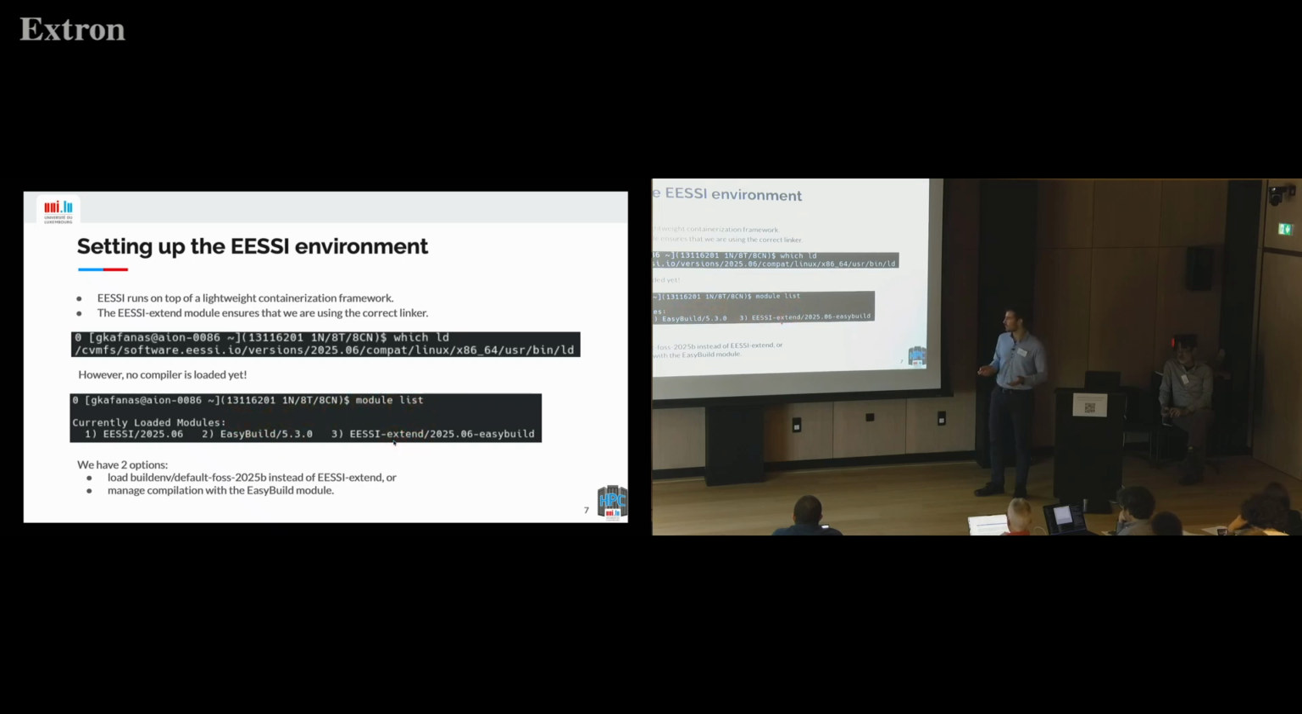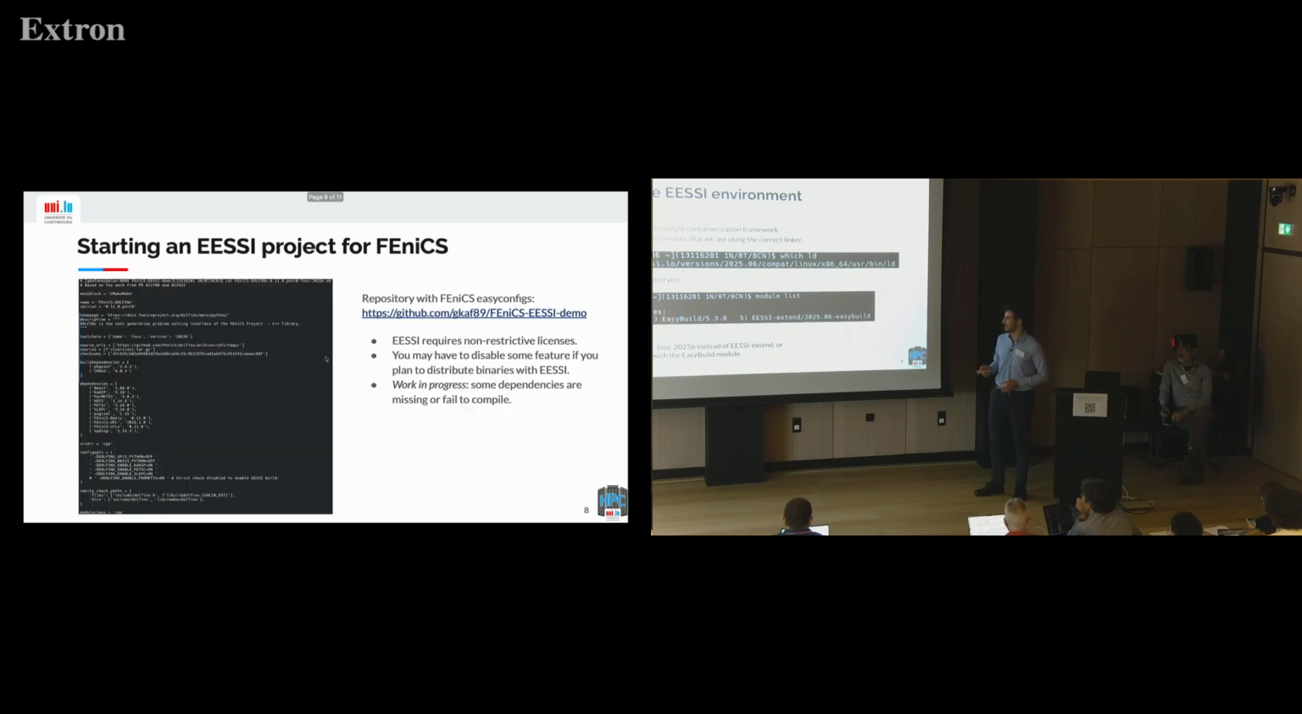If you want to compile software, you have two options. Either you start loading compilers on top of the EasyExtend module. For instance, here you can load the FOSS toolchain, which is a compiler and OpenMPI. And they provide a wrapper module that loads both EasyExtend and the FOSS toolchain with this environment module here. And instead of compiling manually, you can also manage the compilation with EasyBuild. As you can see, when we load EasyExtend, we have EasyBuild directly available in our environment.